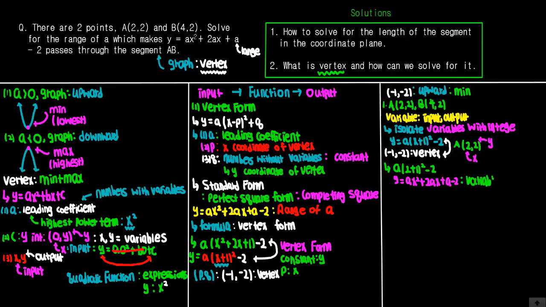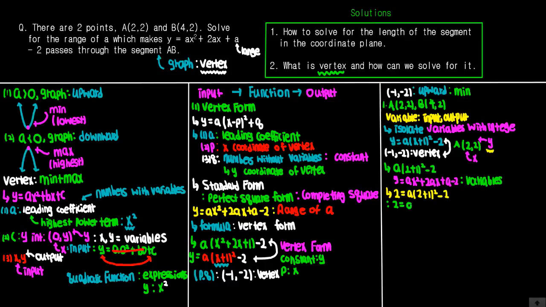So we simply convert this into our vertex form, which made fewer variables and made the calculation easier. First of all, if we input 2 into our vertex form, our y output will turn into 2. So 2 is equal to a times, instead of the x value, we input 2: (2 plus 1) squared minus 2. And from here, we can simplify this even further.